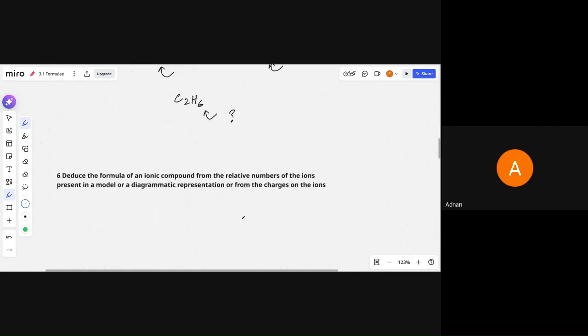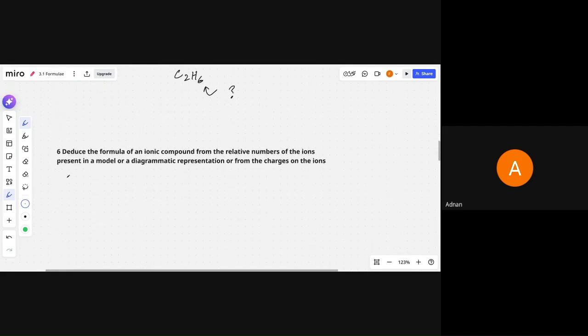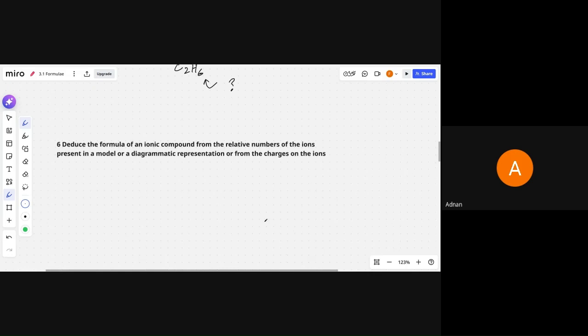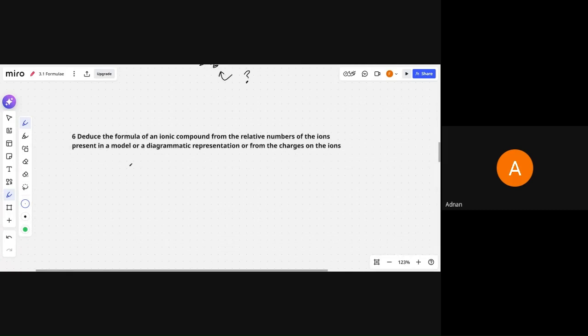Okay, so now we move on to the next subtopic, which is to deduce the formula of an ionic compound from the relative numbers of the ions present in a model or a diagrammatic representation, or from the charges on the ions. Okay, so this is very interesting. We have talked about it in our previous lesson, but let's talk about it here again. So deduce the formula. Ionic compounds have cations and anions, right?